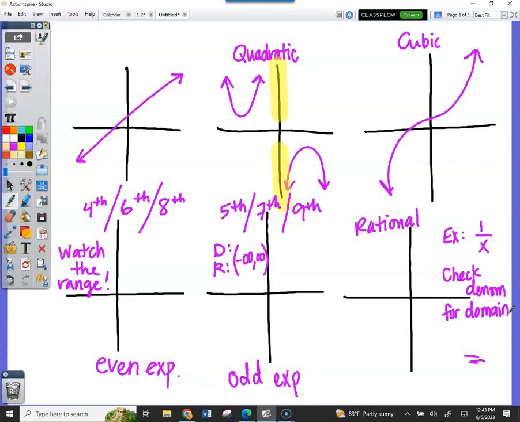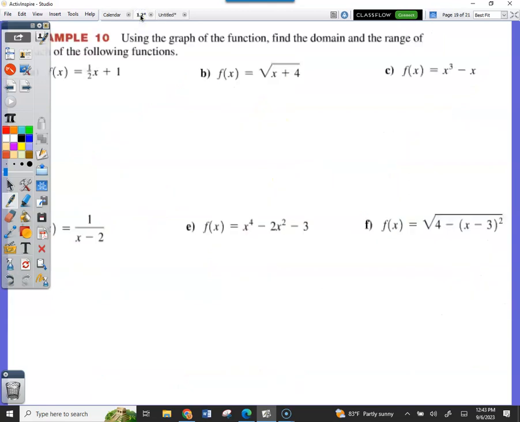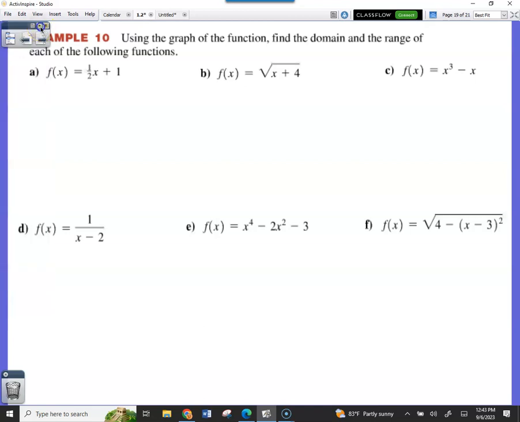So I'm going to go back. If you need this to write down later, I'll come back to it. I'll leave it there. Let's go to this. So the directions say find the domain and the range of each. You might want your graphing calculator because it will help. Look at A. What type of function is A?